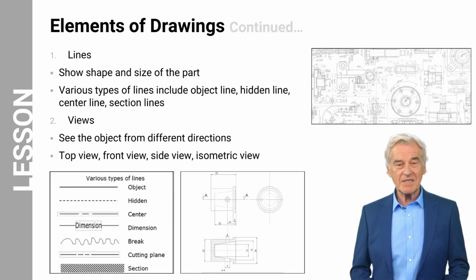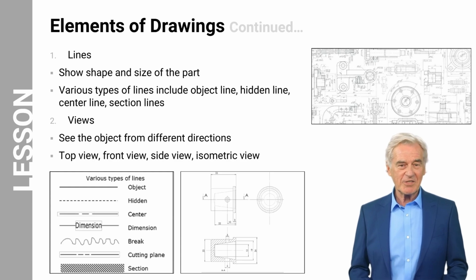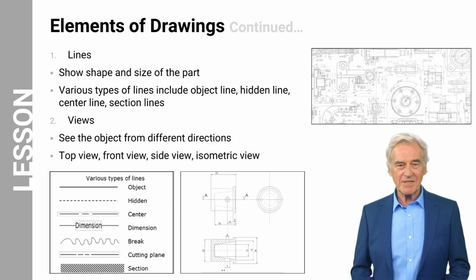Lines provide graphic information about the external shape and details of an object. They are of varying shapes and thickness. Object lines are solid lines that form the shape and size of a part. Hidden lines are dotted lines that are not visible in a particular view. Center lines identify the center of the part that is symmetrical. The size of the part is labeled along with the dimension lines.